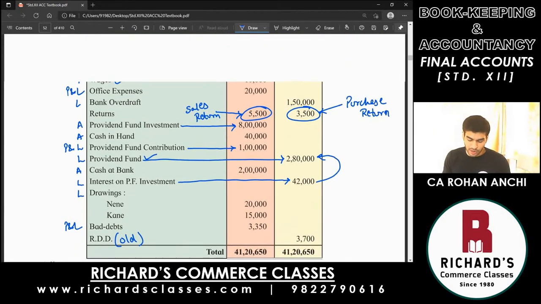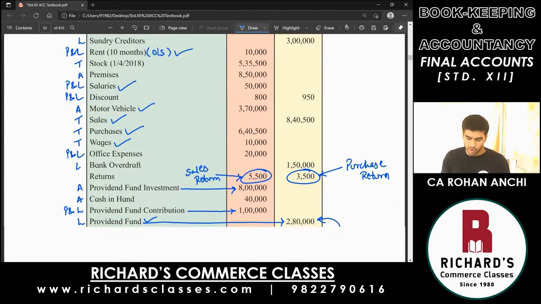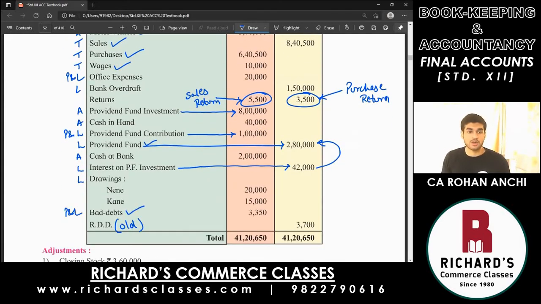Tick mark debtors twice, one for bad debts and one for RDD. And what you do is tick mark bad debts also down below. Since it has to be all clubbed and written together, we will write all of those adjustments one below the other.